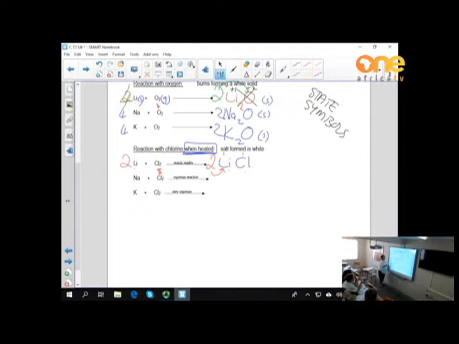Include state symbols. Once again, we said all the metals are solids. How do I know they're solids? Yes, they are all metals. All the elements on the periodic table are solids except mercury and bromine, which are liquids, and hydrogen, nitrogen, oxygen, fluorine, chlorine, and the noble gases. They are gases. Okay, so they are solids. You don't have to guess, you should know.